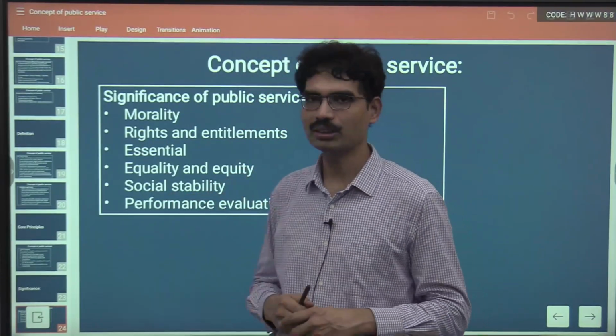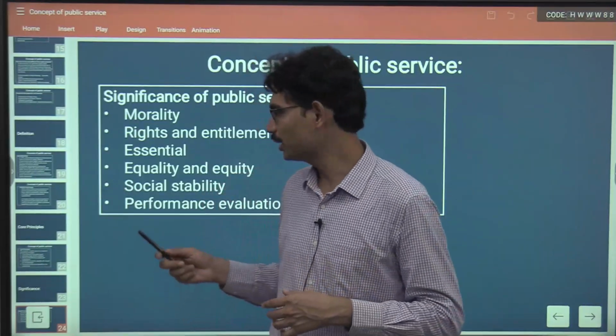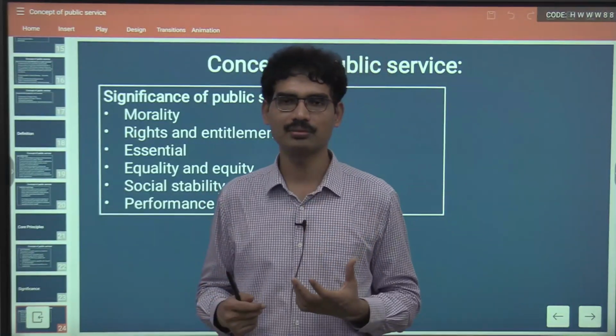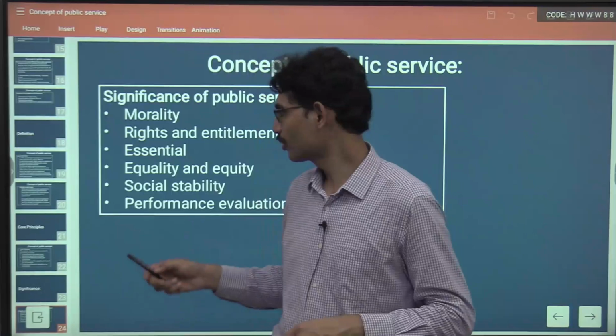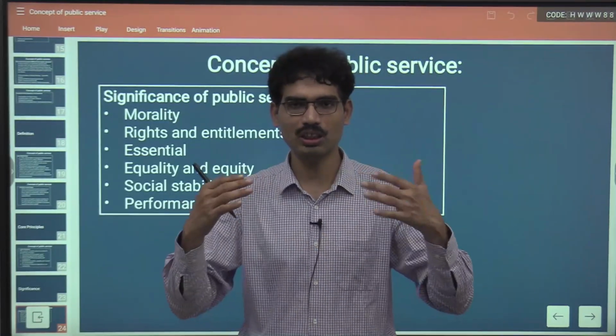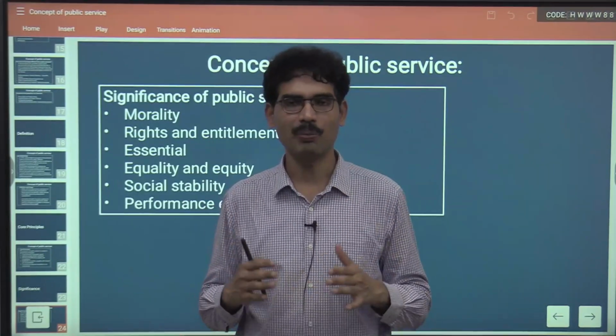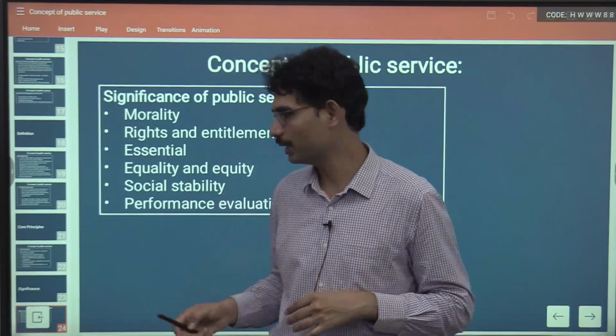Equality and equity. Equality between all the sections of the people. Equity means whatever their due share, they must be given. Social stability: otherwise social chaos will take place, social conflicts will emerge. Social stability must be ensured. Public service will ensure social stability.